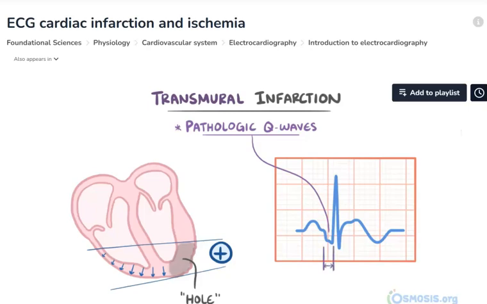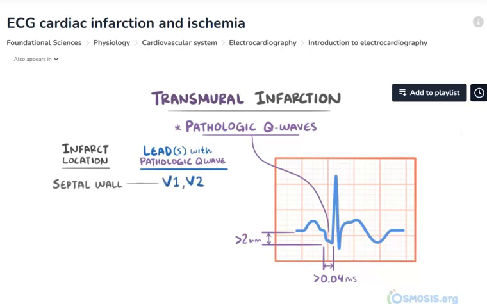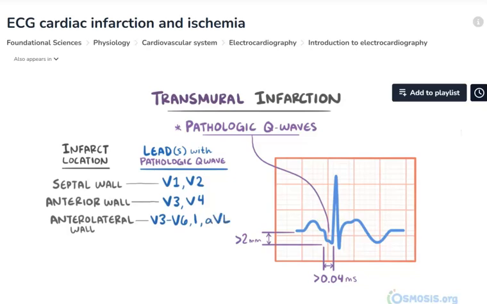So pathologic Q waves are those that are longer than 0.04 seconds, or 1 small box, and over 2 millimeters, or 2 small boxes deep. Now, the location of the transmural infarction can be identified based on the lead that has pathologic Q waves. Septal wall infarctions show changes in leads V1 and V2, whereas anterior wall infarctions show changes in leads V3 and V4. Anterolateral wall infarctions show up in leads V3 through V6, as well as 1 in AVL.